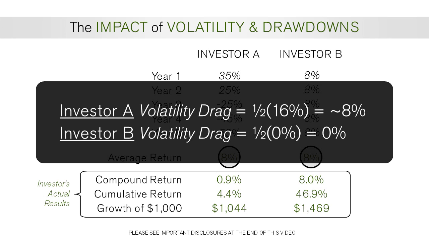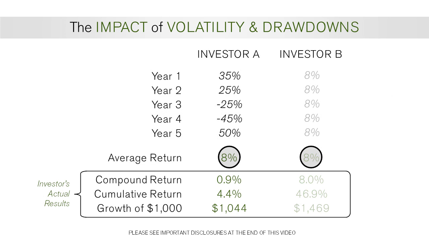What's really amazing is that even if Investor B had only compounded an average annual return of 1%, the portfolio still would have outperformed over this 5-year period. This is the economics of loss in action. It is not a fancy theory or hypothetical opinion, it's a mathematical fact.